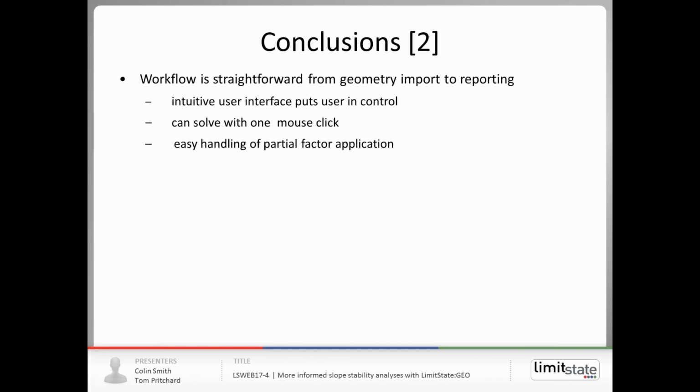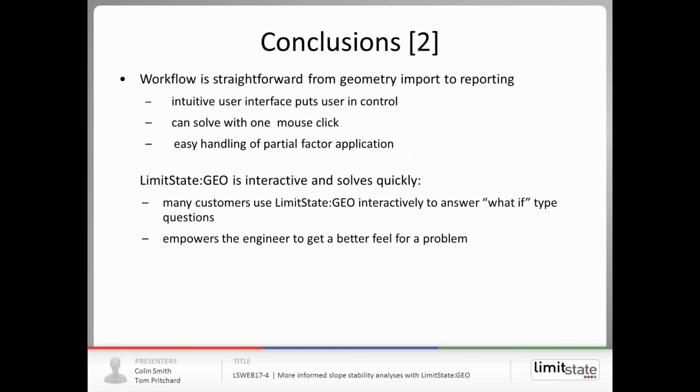Hopefully you've seen the workflow is straightforward. It's very easy to put in the geometry, change geometries and report. So you're in control. You can solve with one mouse click, and it's very easy to add partial factors. So a lot of our customers use the software to answer what-if type questions, experimenting with different changes in geometry or adding stabilizing elements to see what works best. So it gives you an ability to get a better feel for the problem. As you see, software solves generally in a few seconds, so you can pretty well use it interactively.